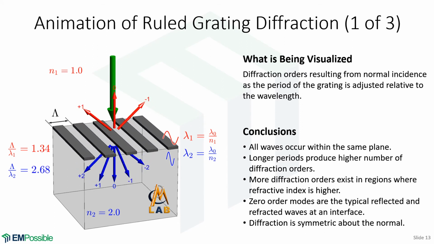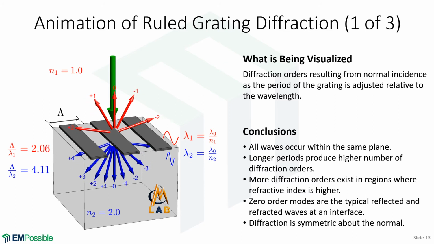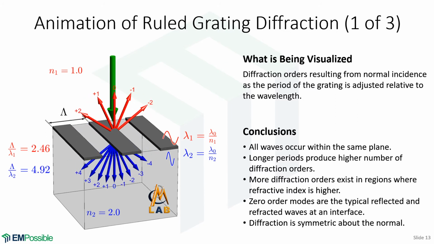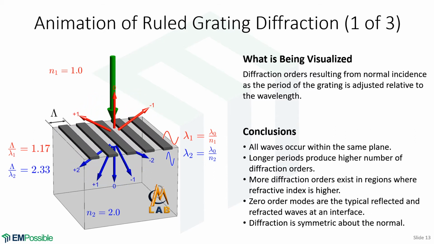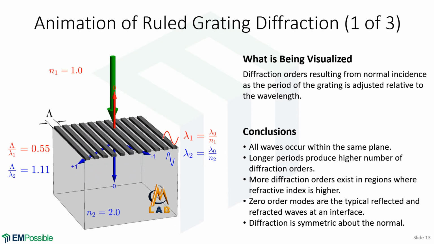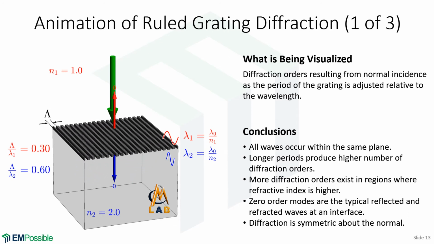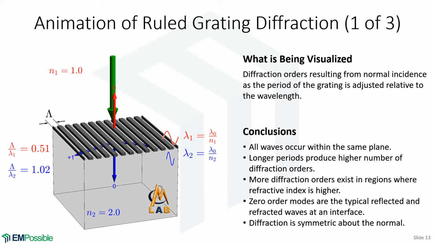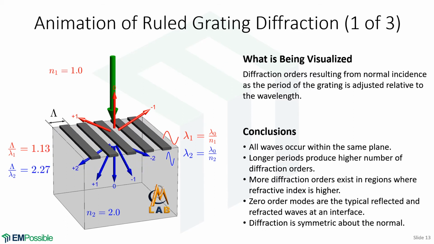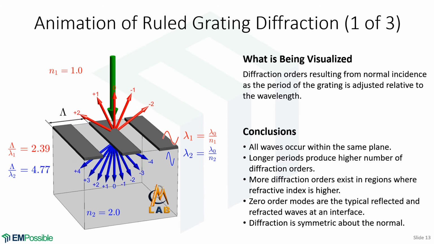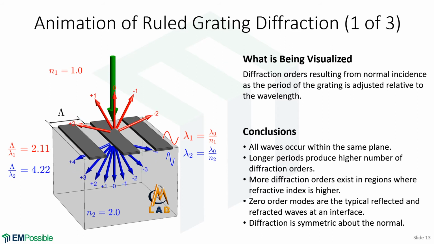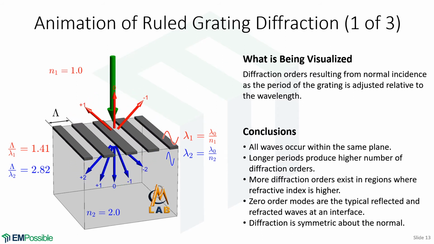Now that would not be the case if our angle of incidence came in and out of the screen in that direction, in which case the diffraction orders would go all over the place. But as long as our angle of incidence is in that plane, that's sort of parallel to the screen here, all of the diffraction orders will occur in the same plane. And you'll see that a little bit clearer in a future visualization, a couple slides from now. So longer periods produce more diffraction orders.